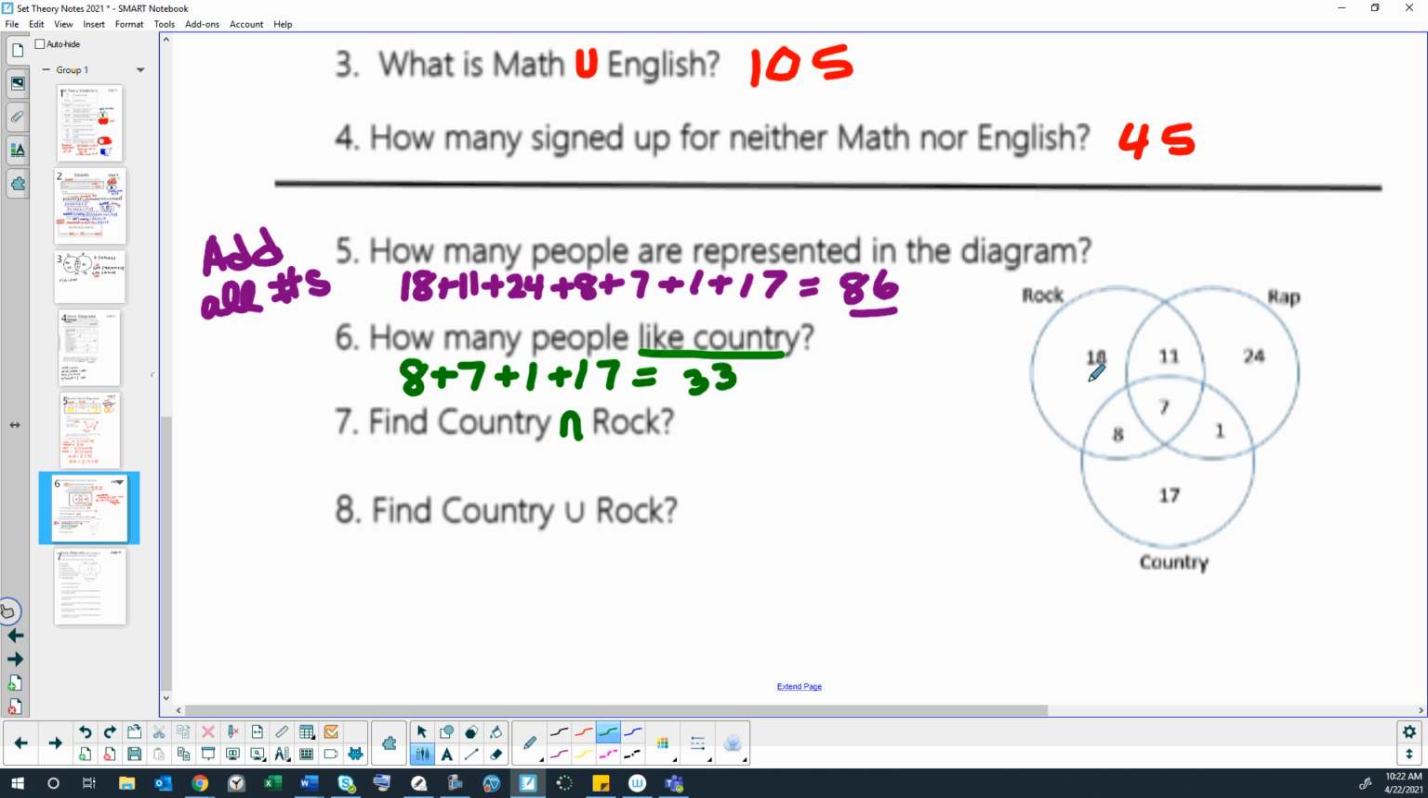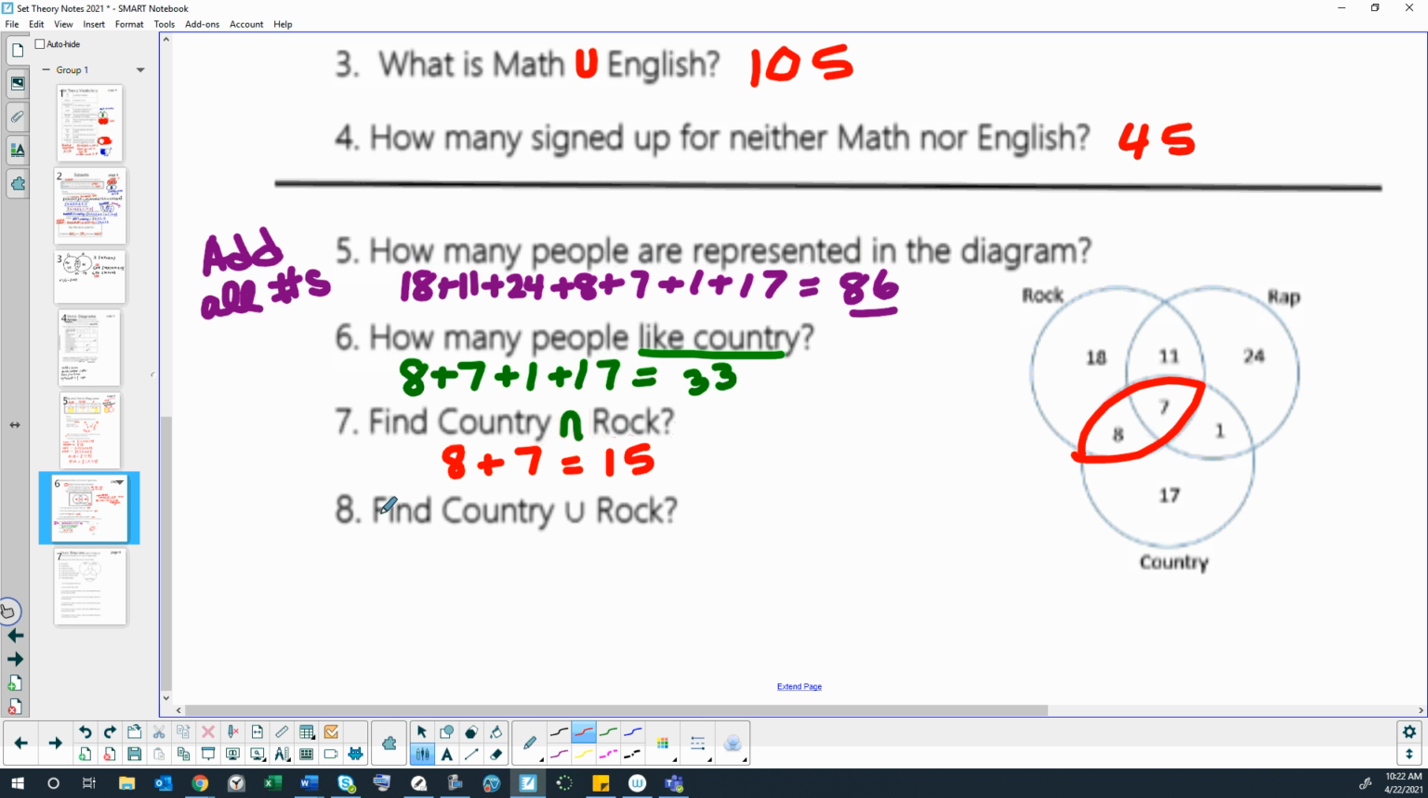Okay, find country intersects rock. So that would be whatever they share. So country intersects rock. Here's the rock circle. Here's the country circle. These two numbers here include people that like both country and rock. It also includes people that like rap, but this question doesn't ask us about that, so we're just going to ignore that. But we still need to add those two numbers together. So 8 plus 7 is 15 people that like country and rock.